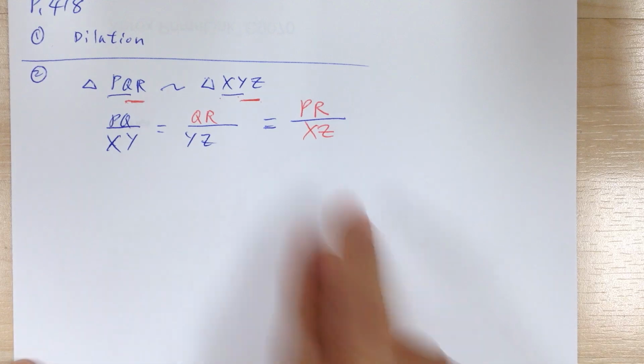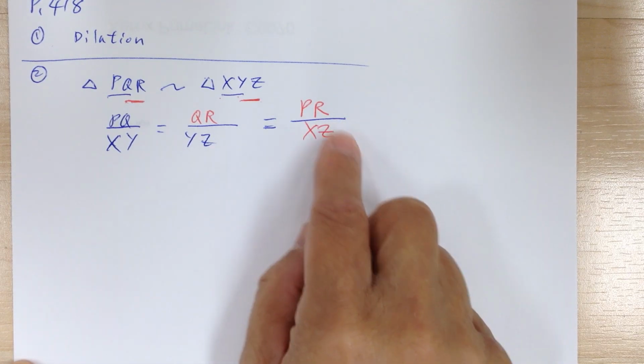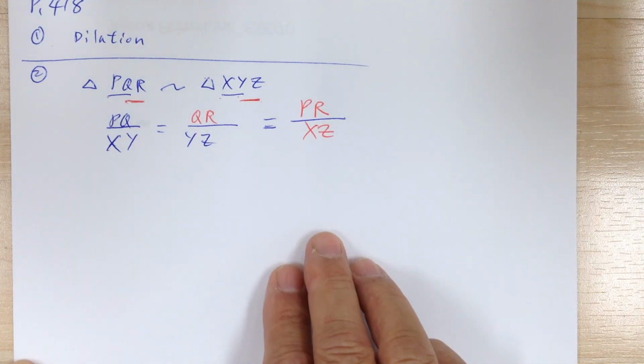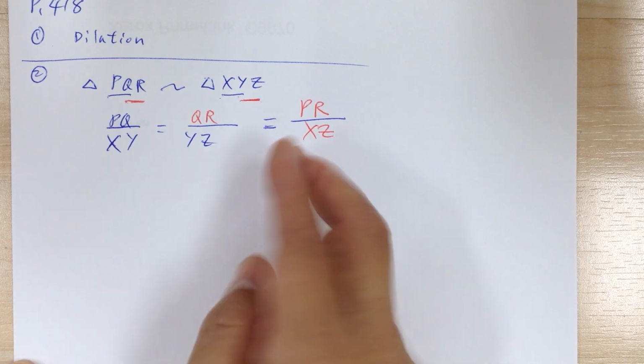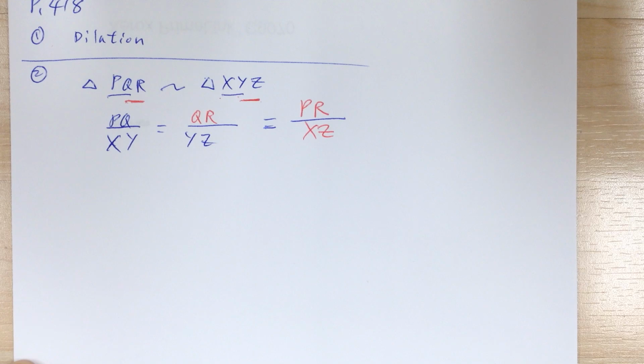Now if you switch the letters, like ZX, then you have to make it RP. So make sure you watch the order of your letters. Again, if you have ZX, then you need to have RP. Make sure you watch the order of your letters.